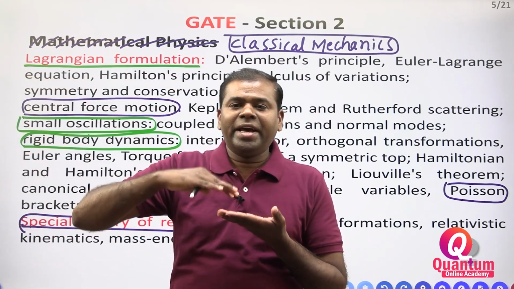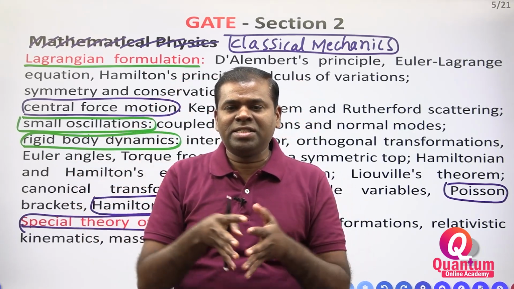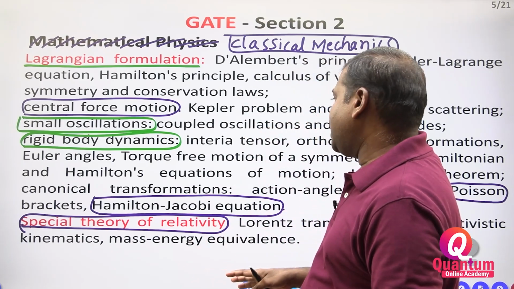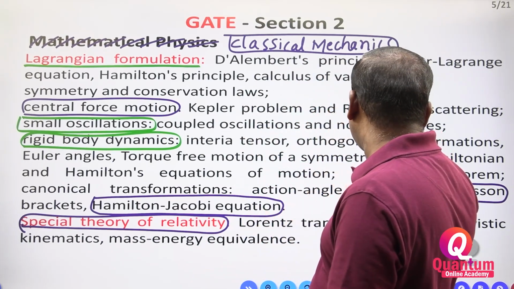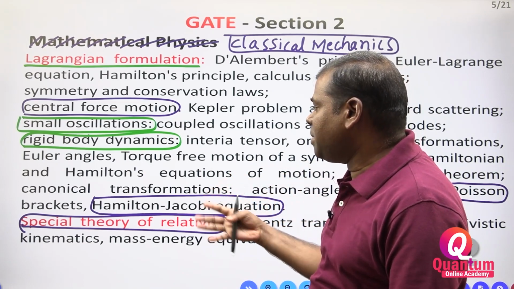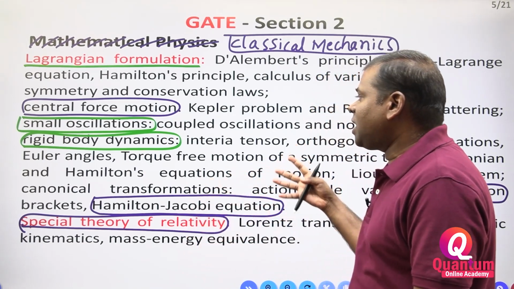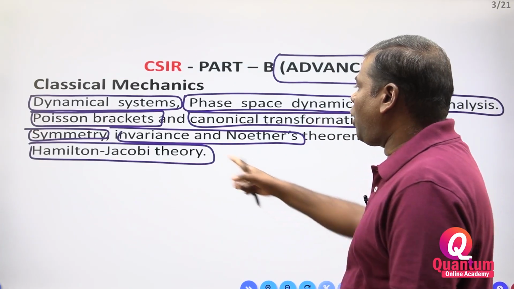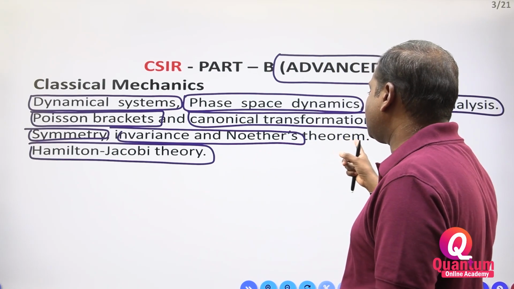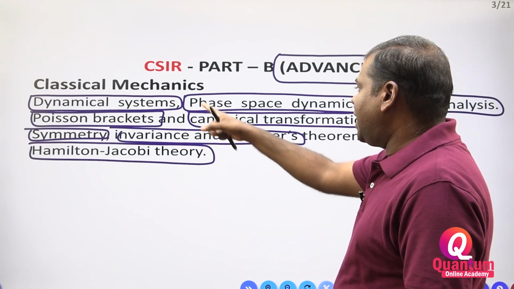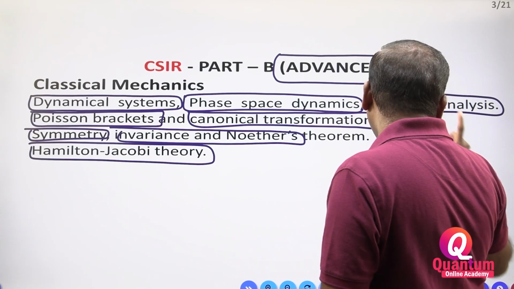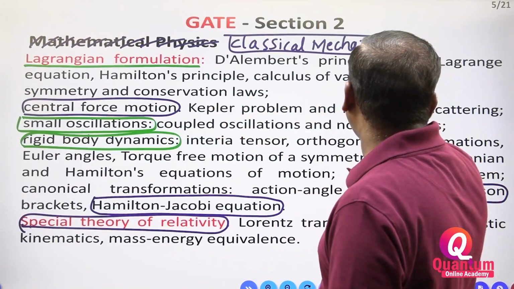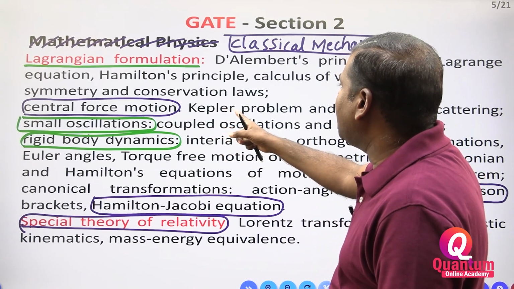Somewhat the entire portion of the CSIR syllabus is there, except symmetry. The symmetric top is there, but symmetry and invariance topics are not covered. Here you have to see symmetry, invariance and Noether's theorem. Except this, dimensional analysis, phase-space dynamics and stability are not there.